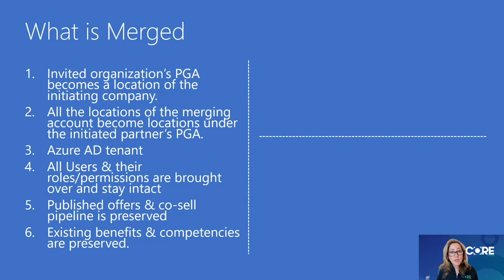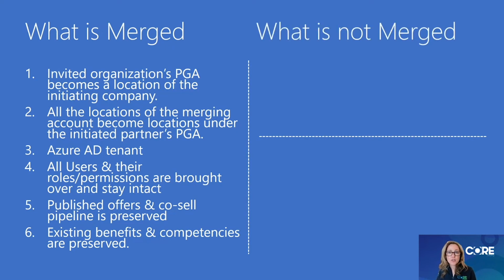So it will then become December as your anniversary date, and that is when you will see all the benefits roll into one unified list of benefits and competencies. What's not merged? So again, that Azure AD tenant doesn't technically get merged into the other Azure AD tenant, but it does come underneath and get listed there. So you can see it as an additional Azure AD tenant that is pointed to that invited organization's PGA account.